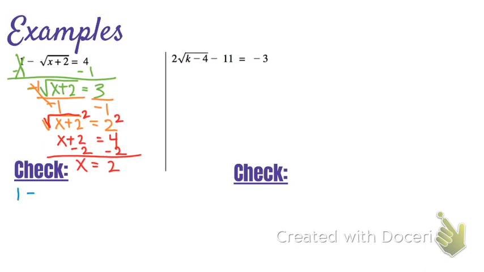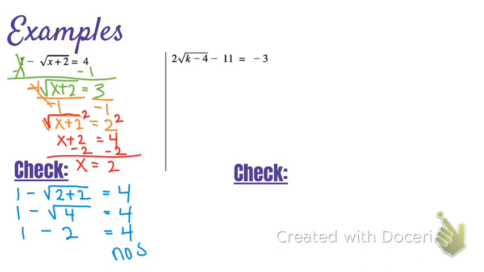So we have 1 minus the square root of 2 plus 2 equals 4. When we start simplifying this, 2 plus 2 is 4. The square root of 4 is 2. And 1 minus 2 is not equal to 4. So this is not a solution. 2 is not a solution, so you would say no solution.